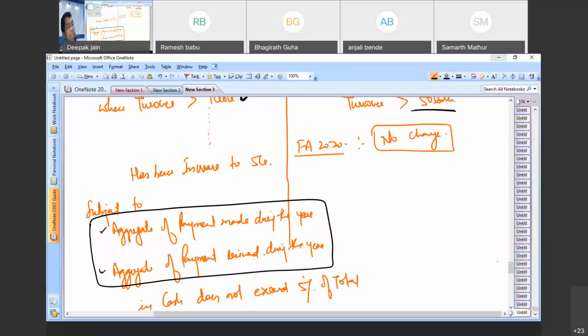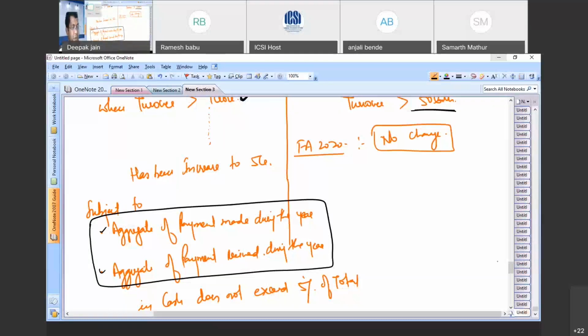So this is the whole crux of PGBP amendment. Number 1, 32AD deduction is not available. Number 2, donation for scientific research institution reduced from 150% to 100%. Number 3, in-house research made by company reduced from 150% to 100%. Number 4, tax audit in case of business: turnover has been increased from 1 crore to 5 crore subject to the satisfaction of one condition, that total cash received or total cash payment does not exceed 5% of total. This is the whole crux of PGBP in totality.